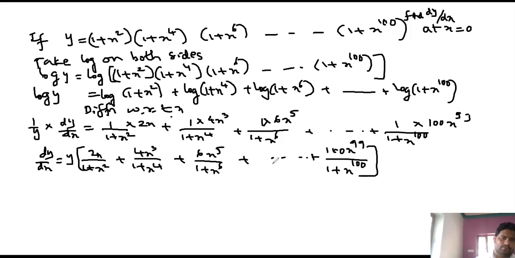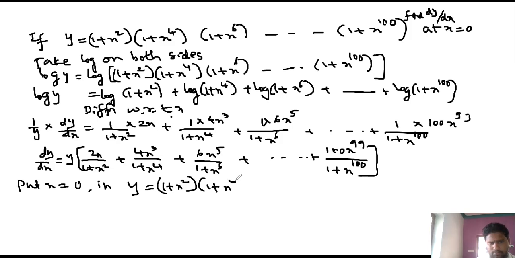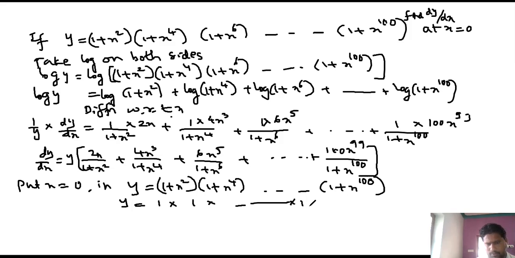So now here it is given x equal to 0. Suppose in y, first put x equal to 0 in equation number 1. y equals 1 plus x square, 1 plus x to the power 4, and so on, up to 1 plus x to the power 100. When you put x equal to 0, 1 plus 0 is 1. This is also 1 plus 0, 1. So on, 1. The product of 1, n times, is also 1. Then y is equal to 1 now.